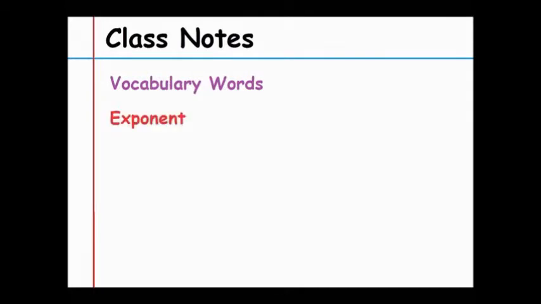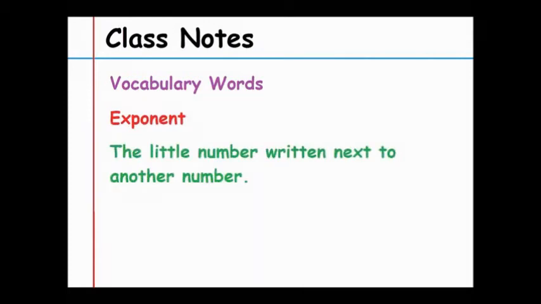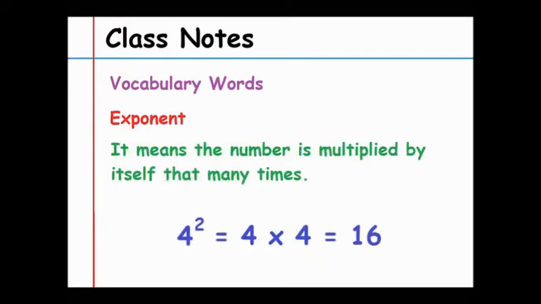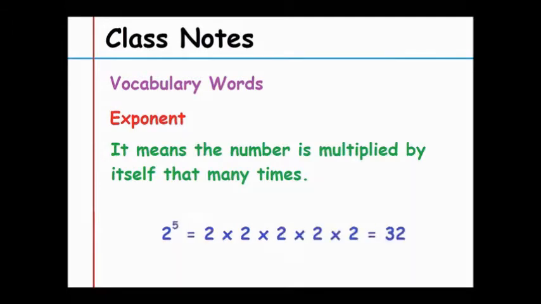First is exponent, a small number on the top right-hand side of another number, like this number 2 on the top right-hand side of the number 4. The 2 tells us how many times we need to multiply the 4. 2 to the 2nd power is the same as 4 times 4, which is equal to 16. Another example is 2 to the 5th power, or 2 multiplied 5 times. 2 times 2 is 4, times 2 is 8, times 2 is 16, times 2 is 32. So 2 to the 5th power equals 32.